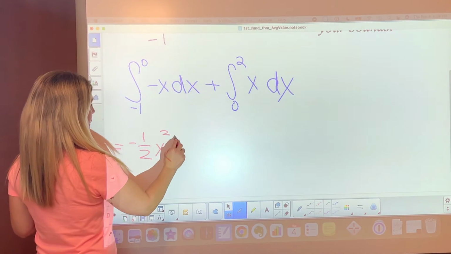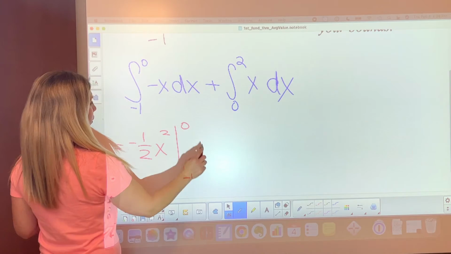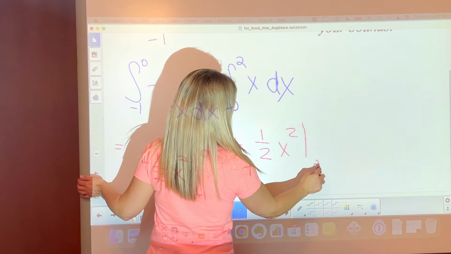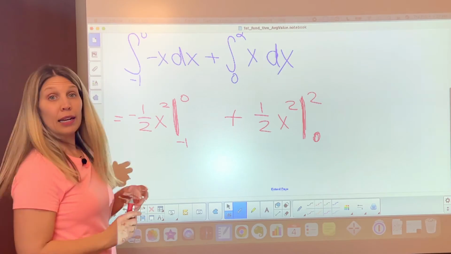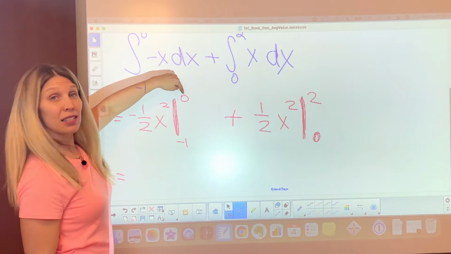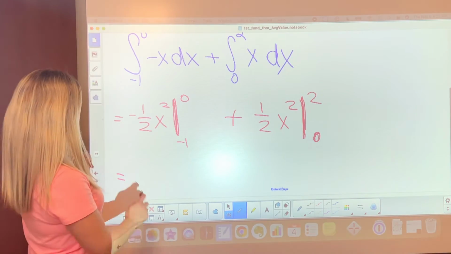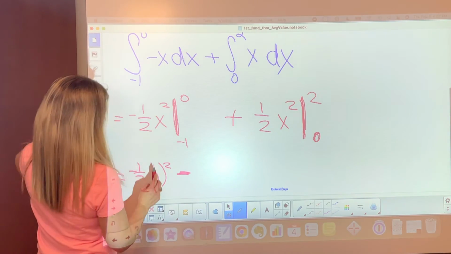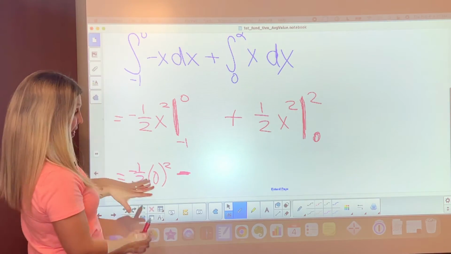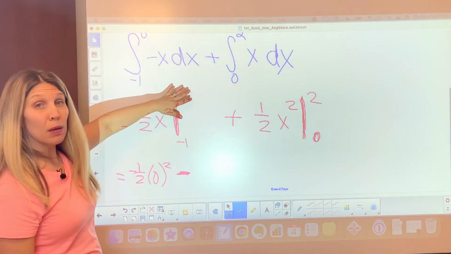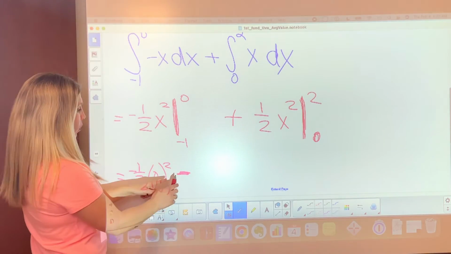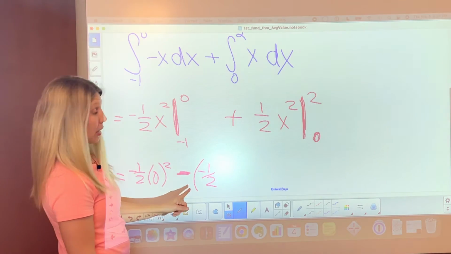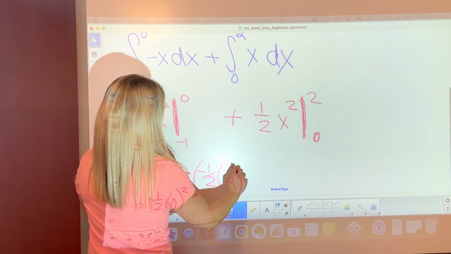-1/2 x squared evaluated from -1 to 0 plus 1/2 x squared evaluated from 0 to 2. Now I'm going to go ahead and plug in. This top bound is 0, so that whole piece is going to fall out, right? I'm going to write it in so you can see it. Minus, now we're subtracting away the other piece. And that's another reason why I wrote this in. Because some people might just say, oh, that's 0, that's going to drop away. But notice it's minus a -1/2, so you don't want to forget about that negative sign. And this is -1 squared.